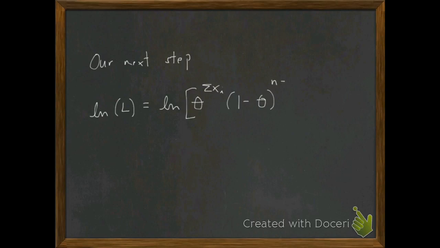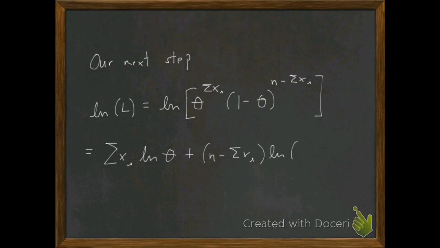Now our next step is to take the natural log of the likelihood function. So the natural log of the likelihood function, which we just created, will be the natural log of theta to the sum xi times 1 minus theta to the n minus sum xi. We could clean that up, but I think that'll be fine. Let's just leave it like that.